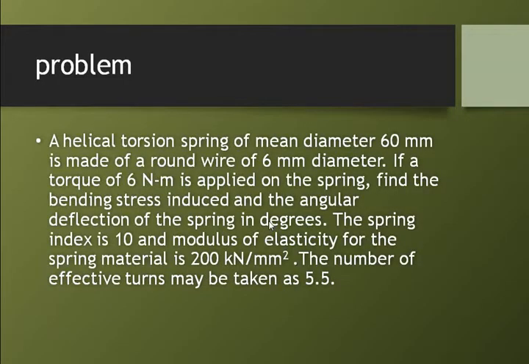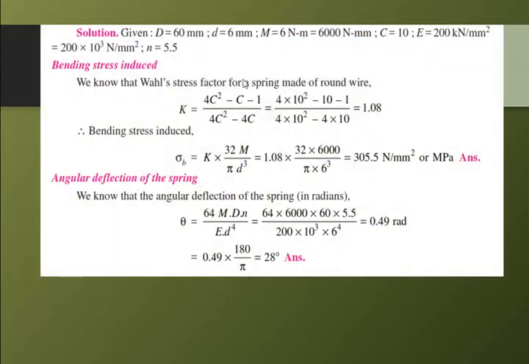Let's see a problem on helical torsion springs. A helical torsion spring of mean diameter 60 mm is made of a round wire of 6 mm diameter. If a torque of 6 Nm is applied on the spring, find the bending stress induced and the angular deflection of the spring in degrees. The spring index is 10 and the modulus of elasticity for the spring material is 200 kN per mm square. The number of effective turns may be taken as 5.5. This is the given data. We need to find the bending stress induced and the angular deflection in the spring in degrees.